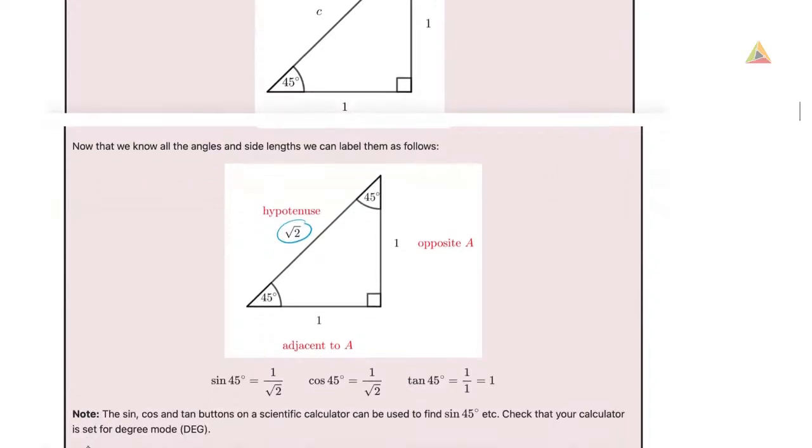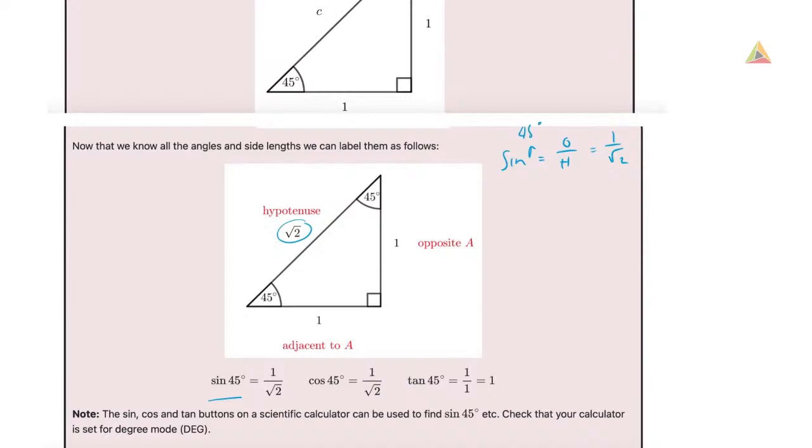Now, the sine, cos, and tan of 45 are given to you in your log tables, so you don't have to learn them off. But you could easily get them yourself by looking at the diagram. Sine is opposite over hypotenuse. Sorry, the opposite is 1 and the hypotenuse is root 2. So that's 1 over root 2. And that's where we're getting this from.